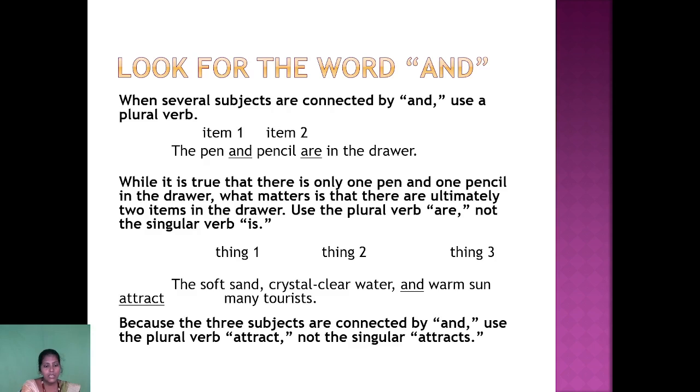Then the second example is: the soft sand, crystal clear water and warm sun attract many tourists. Three subjects are connected by the one word and, so use the plural form attract, not the singular attracts. Because it's in the third person we would normally use attracts, but it's in a plural form, that's why we use attract. This is a great example for and.